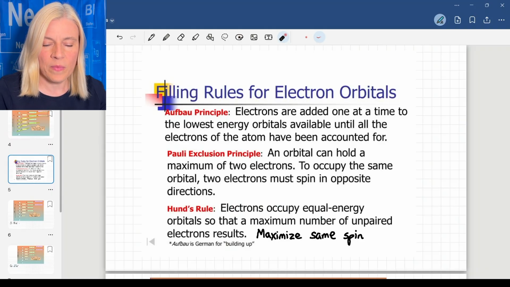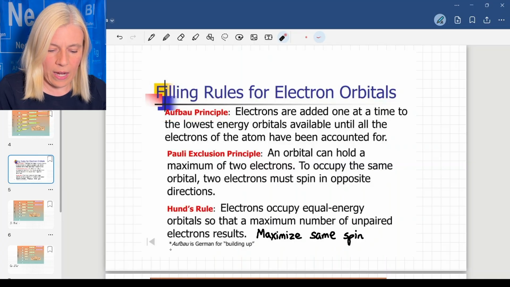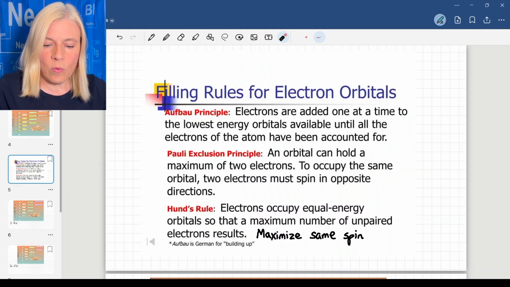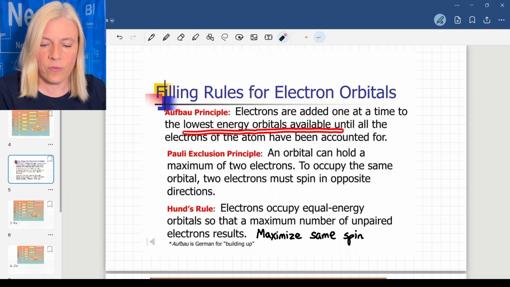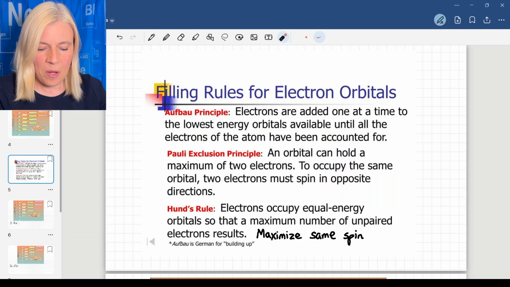Here are the rules. Rule number 1. Aufbau principle. Aufbau actually is German, building up. So what does it mean? You're going to add electrons one at a time, but you're going to start lowest energy level first. So you're going to start from the bottom, moving up.